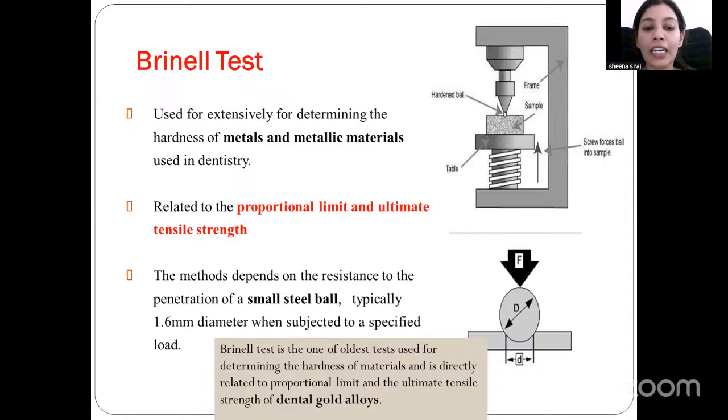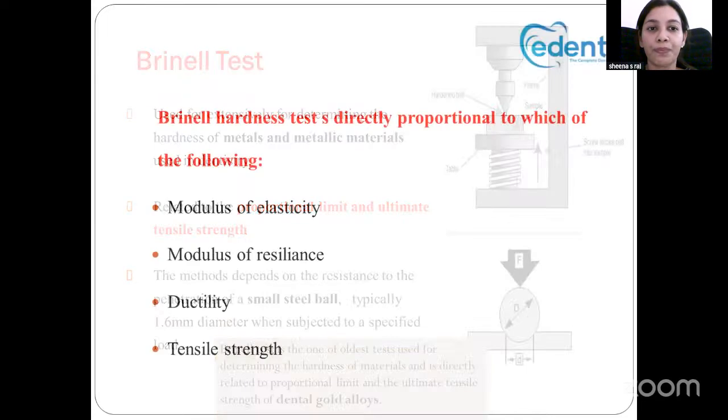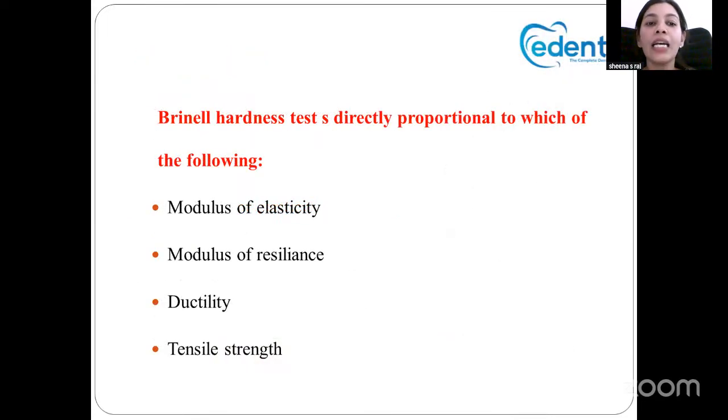Next, you can see what I've added in the next line. Dental gold alloy. We also use the Brinell's test, which is the oldest test. Brinell's test is one of the oldest tests used in hardness determination. So see, this is one of the questions asked. Brinell hardness test is directly proportional to which of the following? Modulus of elasticity, modulus of resilience, ductility, tensile strength. We've already discussed in the last slide. It depends upon two important things, that is the proportional limit and the tensile strength. So the answer for this question is tensile strength.